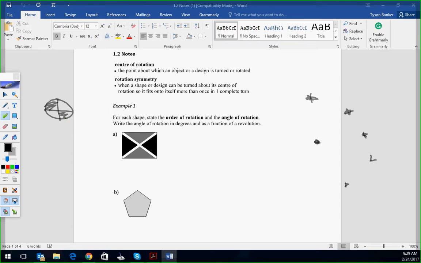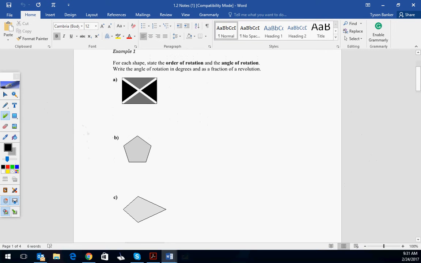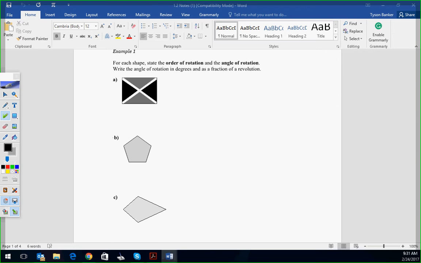All right? Okay, for each shape, state the order of rotation and the angle of rotation. Write the angle of rotation in degrees as a fraction of revolution. So, order of rotation of this is what? 2, correct. It's 2. You know it's 2 because it's a rectangle. It can't be 4 because it's not a square. A square has 4 even sides, a rectangle doesn't. These match, so I can flip this once and then back to the start. So it's an order of 2.